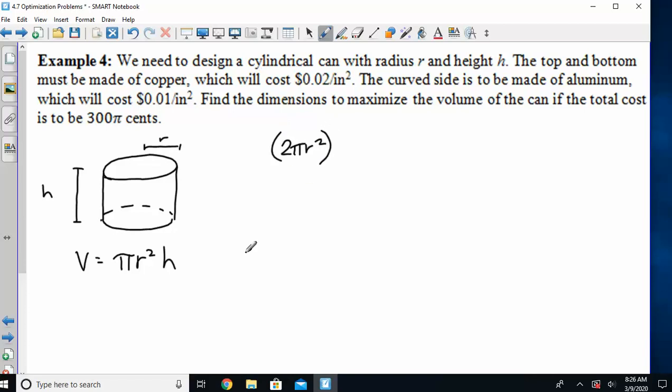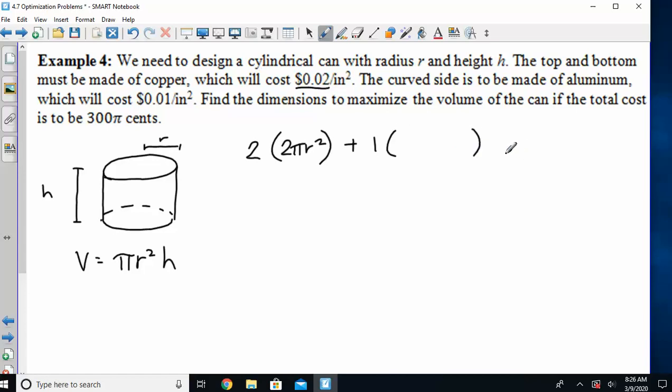And if I'm going to figure the cost, how much does it cost to make that? 2 cents. My 300 pi is in cents, so I'm not going to put 0.02, I'm just going to say 2. So I'm taking the area at the top and bottom times the cost to make them. Plus, the side only costs 1 cent, so I'm just going to do 1 times the area of my side.